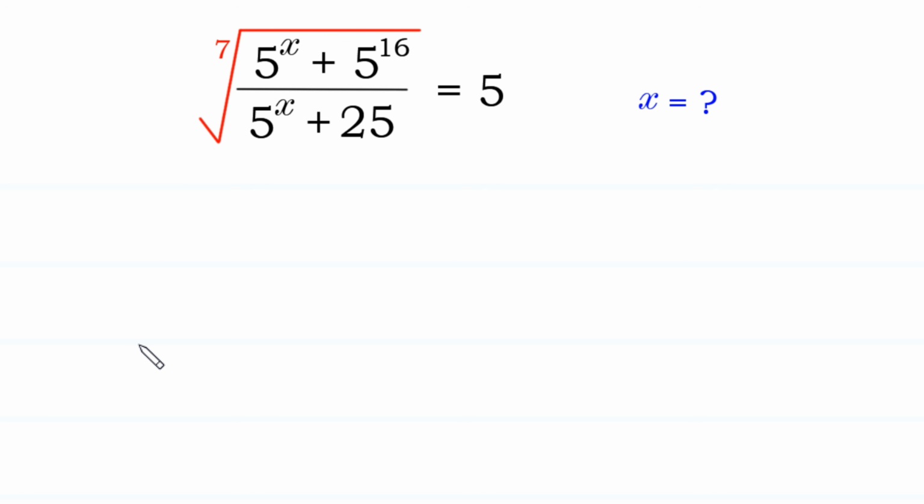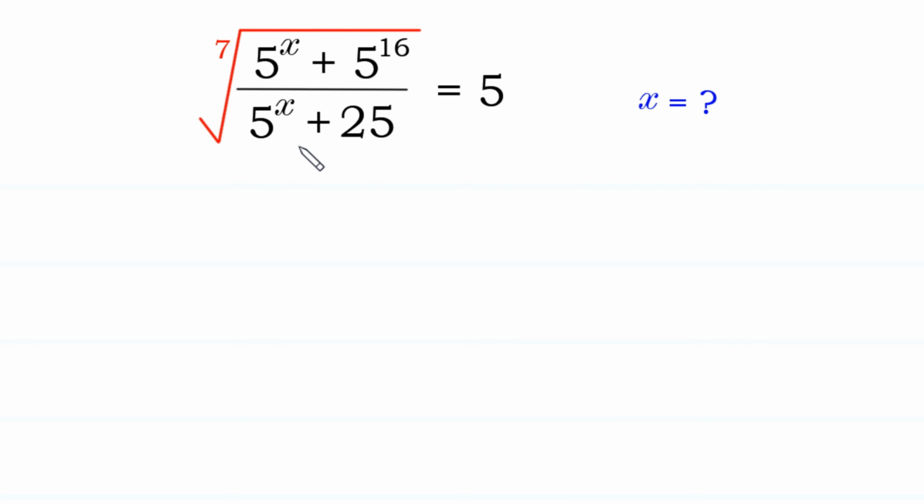Hello, welcome to how to solve this very nice radical equation. The 7th root of (5^x + 5^16 divided by 5^x + 25) is equal to 5.